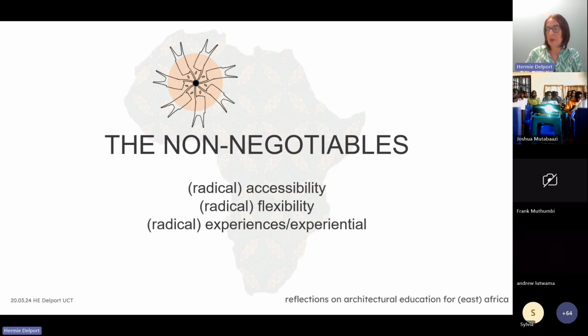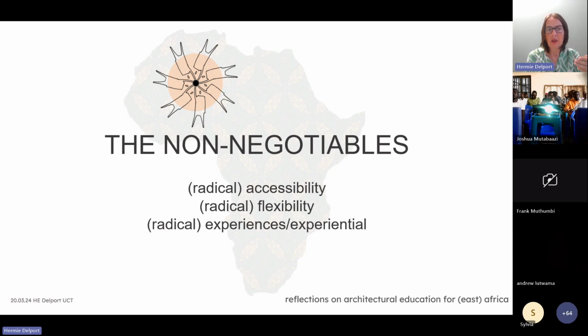So my question for myself when I looked at what I wanted to tell you was, what are the non-negotiables that I think we really need if we want to create educational spaces in our own context that can work? And that might be additional and optional, not in our formal spaces necessarily, that our formal spaces cannot necessarily accommodate. And to me, that is accessibility or radical accessibility, flexibility, and making use of experiences or experiential learning.